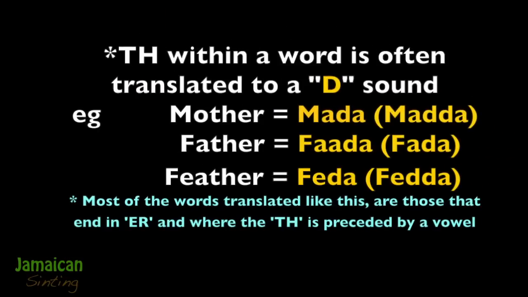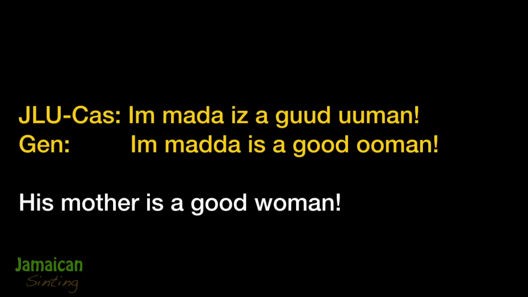Now, when the TH is placed within a word, it is often translated to a D sound. For example, mother, mother, father, father, feather, feather.